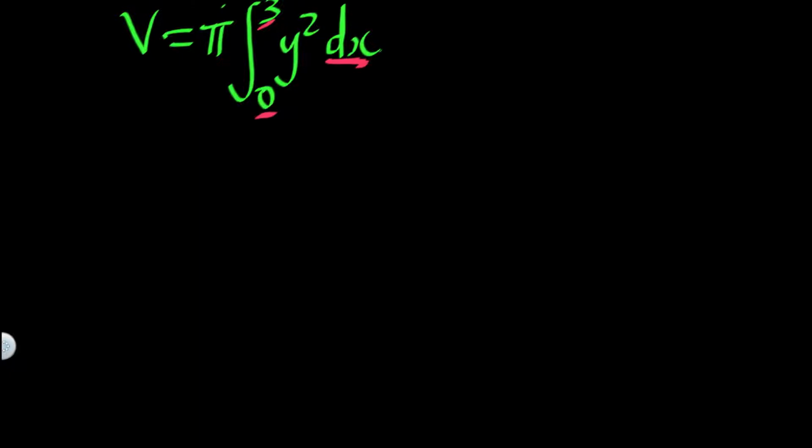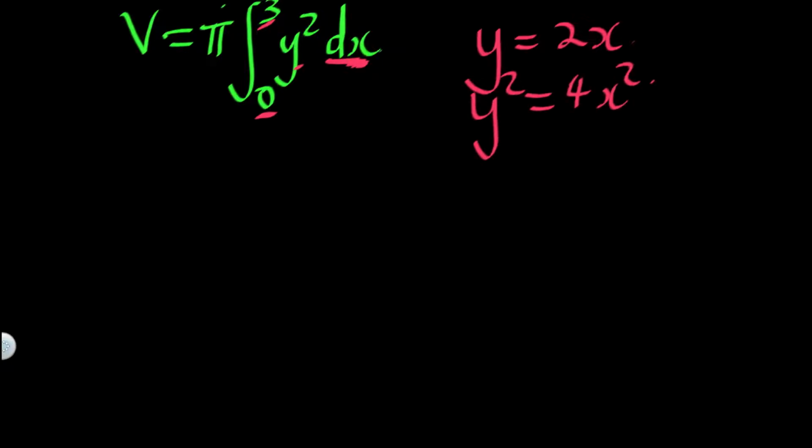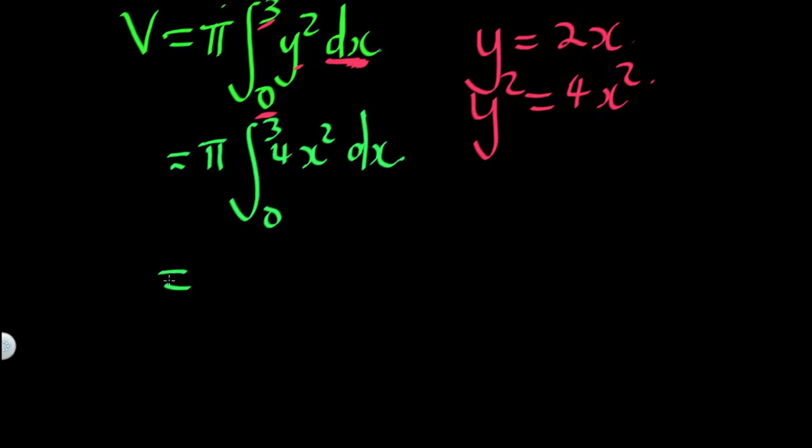Another thing is you cannot integrate in terms of x when you have a y expression here. But we know that y is equal to 2x, so y squared is equal to 4x squared. We know this because we're given it in our question. We have an expression for y, so we put it here. So now V is pi times the integration from 0 to 3 of 4x squared dx.